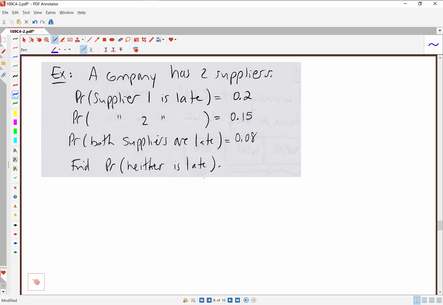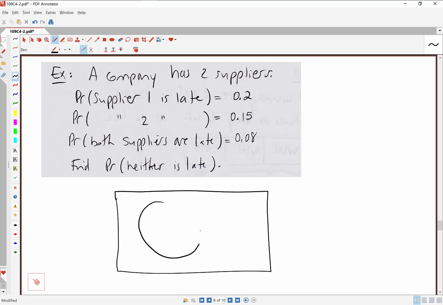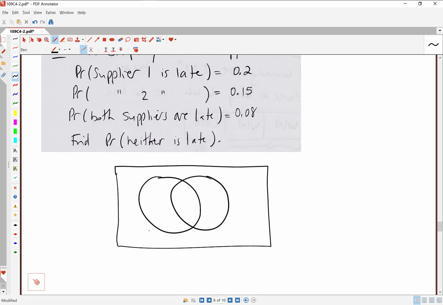We want to find the probability that neither is late. So I'll show you 2 ways to do this. You can either reason using algebra, or you can do some visual reasoning using the Venn diagram. So I think I'll do the Venn diagram way first. So let's imagine our Venn diagram, and let's say our sets here represent a supplier being late. So this left circle represents supplier 1 is late, and the right circle represents supplier 2 is late.